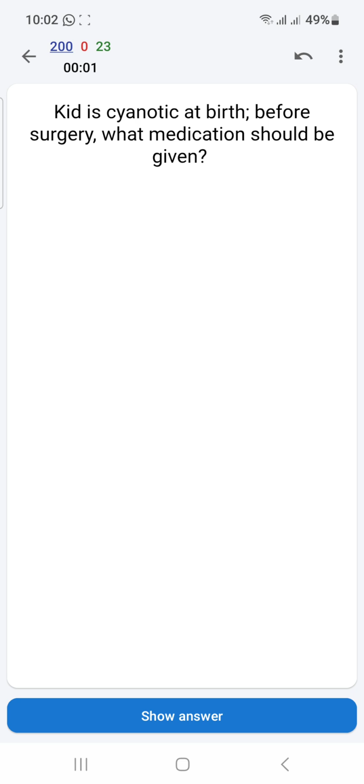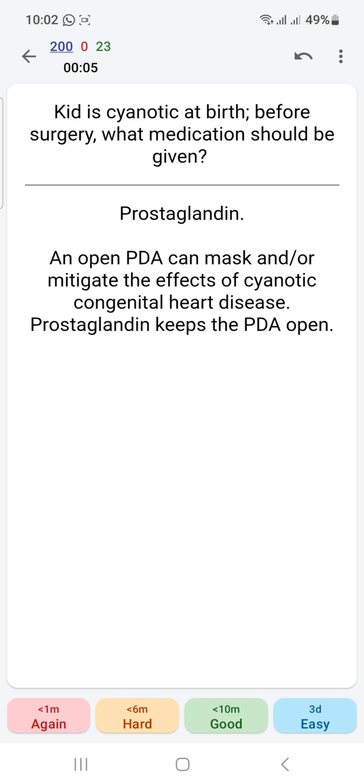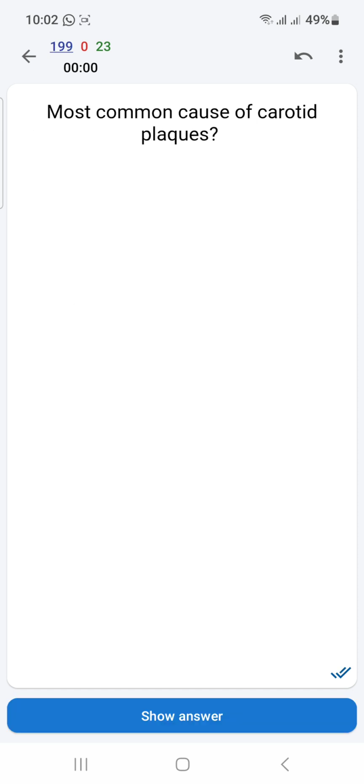Easy. It is cyanotic at birth. Before surgery, what medication should be given? Prostaglandin. An open PDA can mask or mitigate the effects of cyanotic congenital heart disease. Prostaglandin keeps the PDA open.